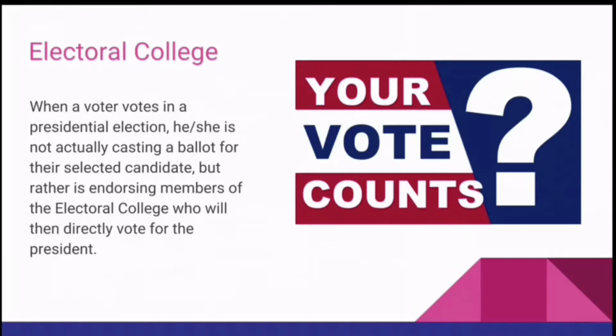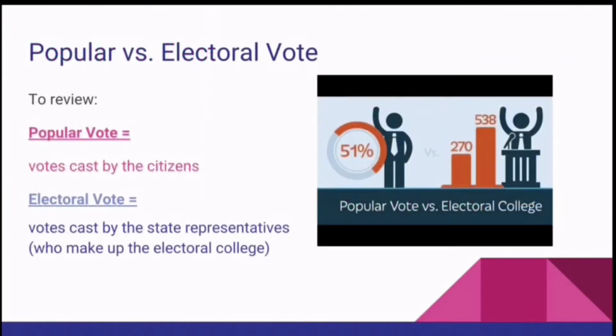When a voter votes in the presidential election, he or she is not actually casting a ballot for their selected candidate, but rather is endorsing the member of the Electoral College who will then directly vote for the president. Your vote does count. You're saying who you want the president to be, and the representatives in the Electoral College then take that vote into account when they choose who the president will be.